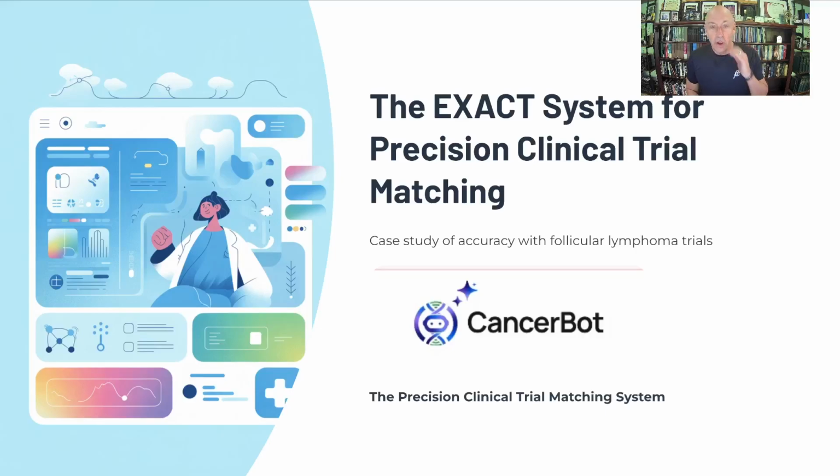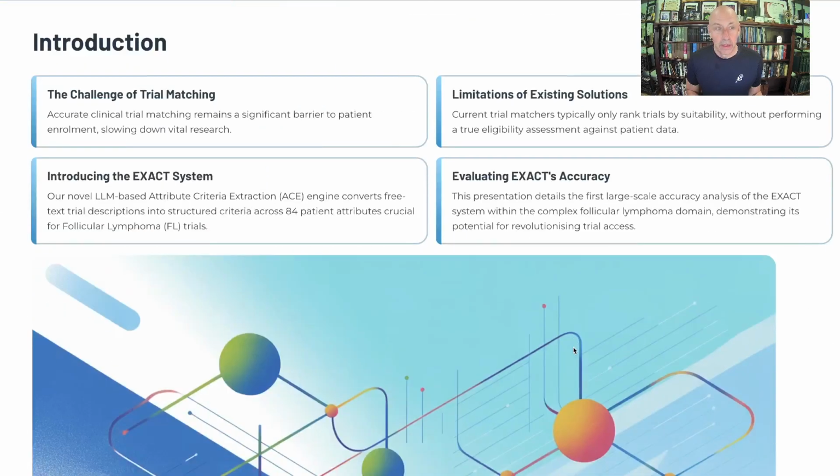Today we're going to talk about the ASH 2025 paper on analyzing the accuracy of the Exact system for precision clinical trial matching. So the challenge of trial matching is that it's difficult to match patients with all of their many attributes to the trial's many eligibility attributes.